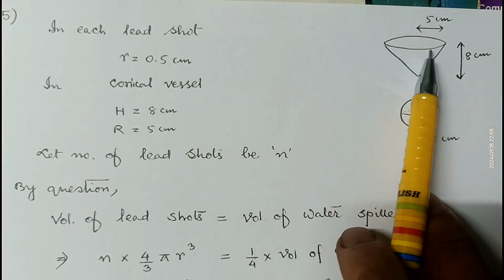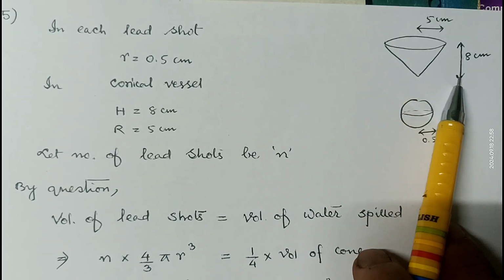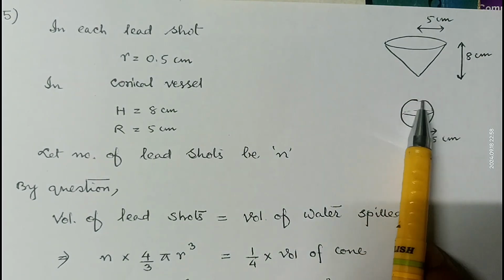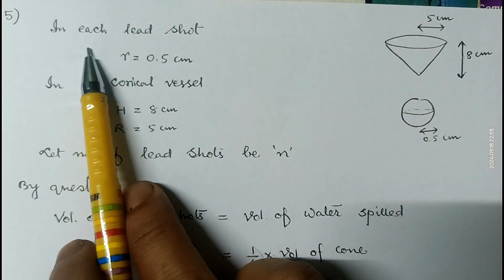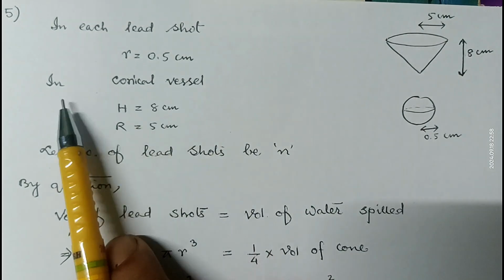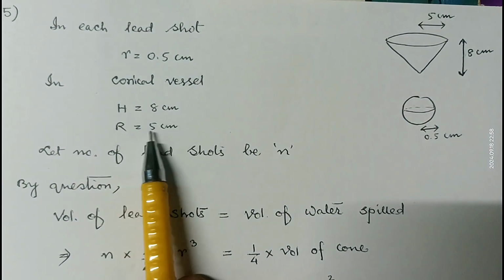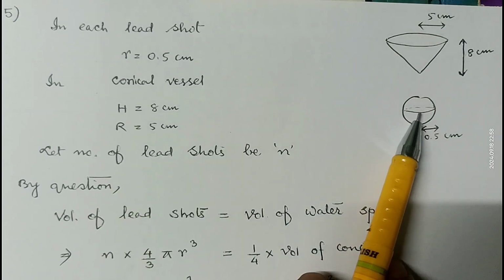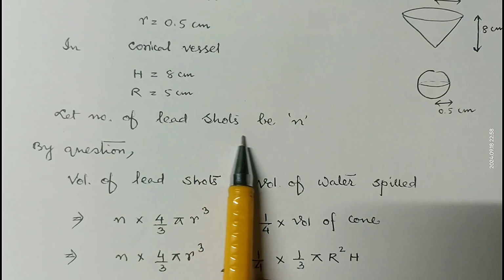Here, this is the inverted cone whose radius is 5 cm and height is 8 cm. In case of each lead shot, it is given radius is 0.5 cm. So we can write in case of each lead shot, radius is 0.5 cm. In case of conical vessel, height is 8 cm and radius is 5 cm. We don't know how many lead shots are dropped, so let it be n. So we can write let number of lead shots be n.